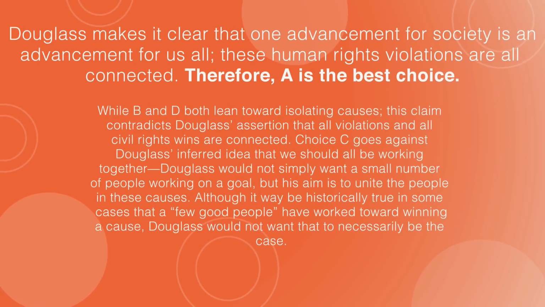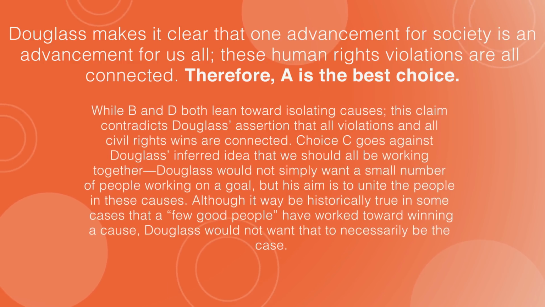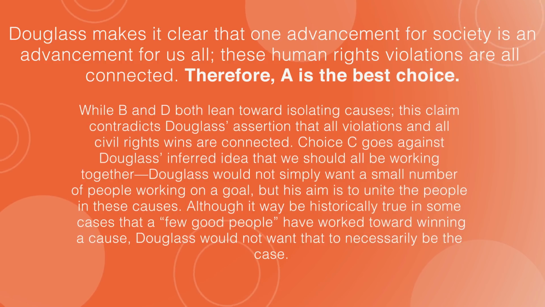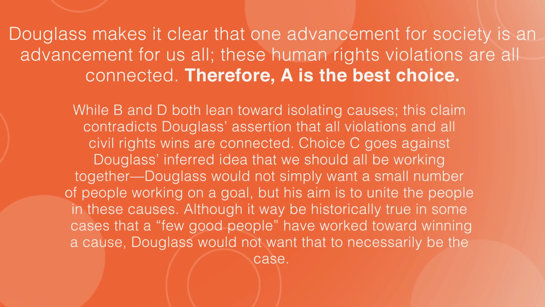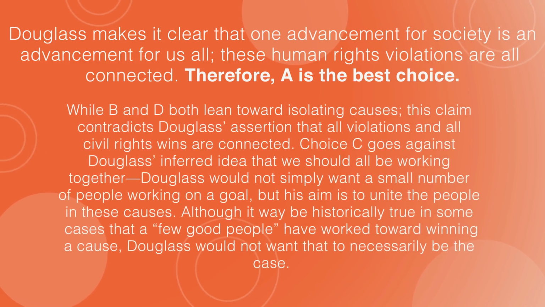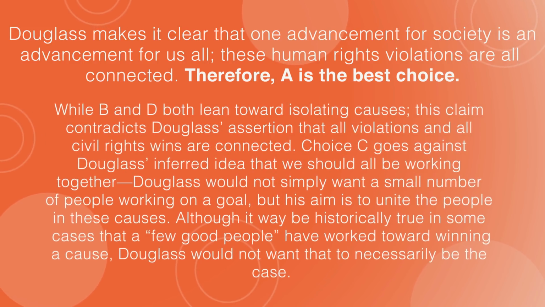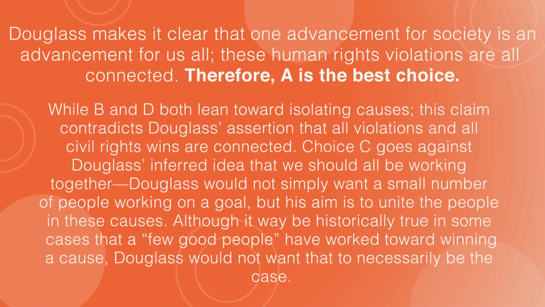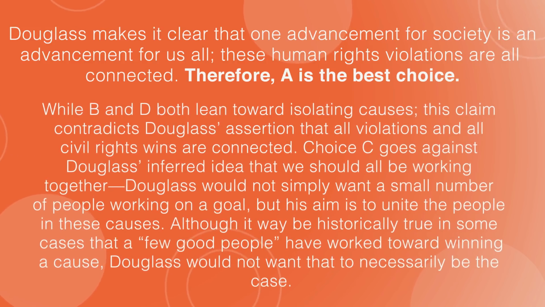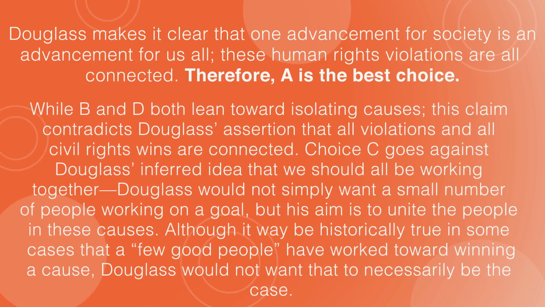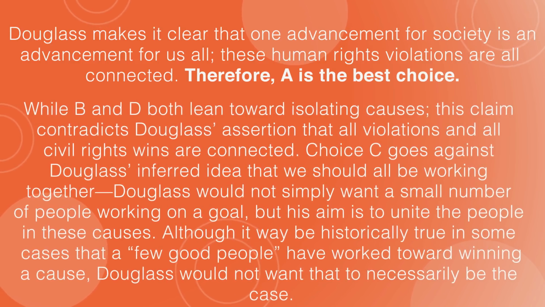While B and D both lean towards isolating causes, this claim contradicts Douglass's assertion that all violations and all civil rights wins are connected. Choice C goes against Douglass's inferred idea that we all should be working together. Douglass would not simply want a small number of people working on a goal, but his aim is to unite the people in these causes. Although it may be historically true in some cases that a few good people have worked towards a winning cause, Douglass would not want that to necessarily be the case.